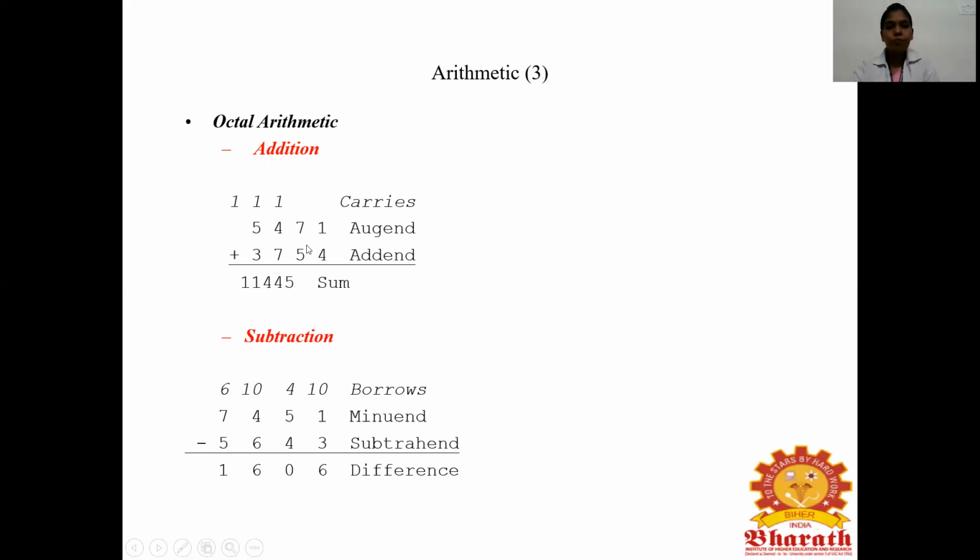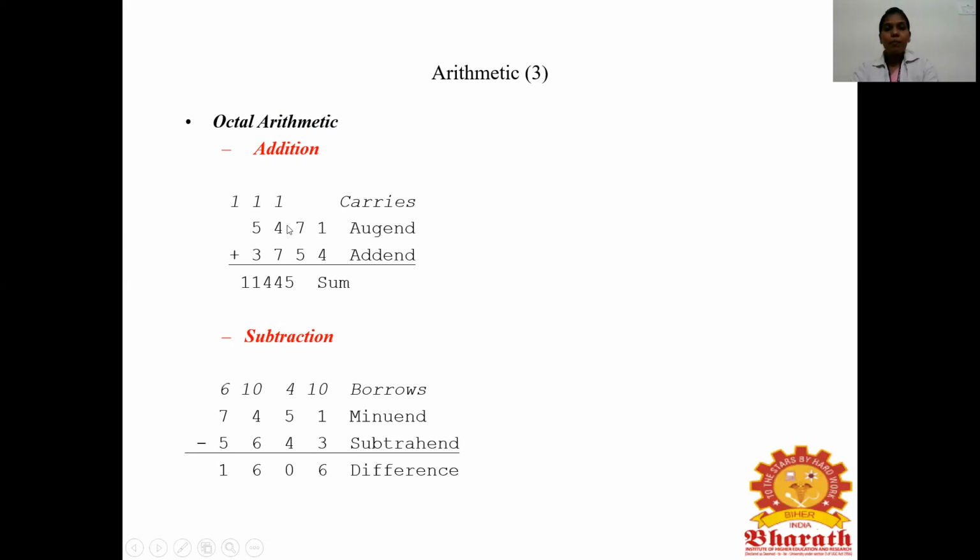So here we have 7 plus 5, I repeat, 7 plus 5 is 12. So we are going to see the difference between 12 and 8. Why are we seeing the difference between 12 and 8? Because 8 is the base. So the difference between 12 and 8 is 4. So we write 4 here, and then the carry is 1.